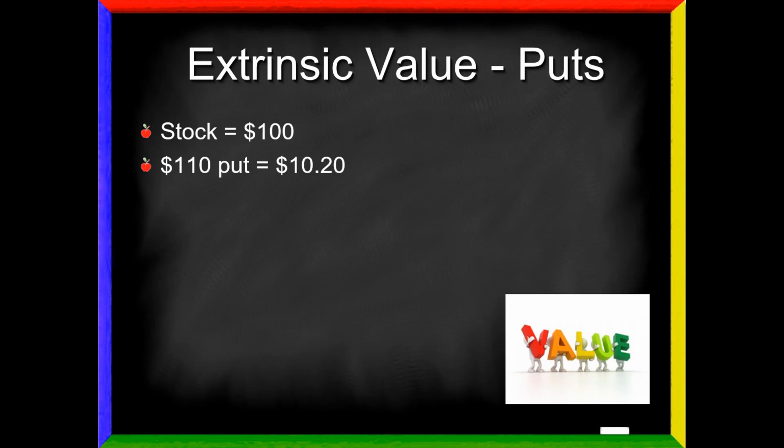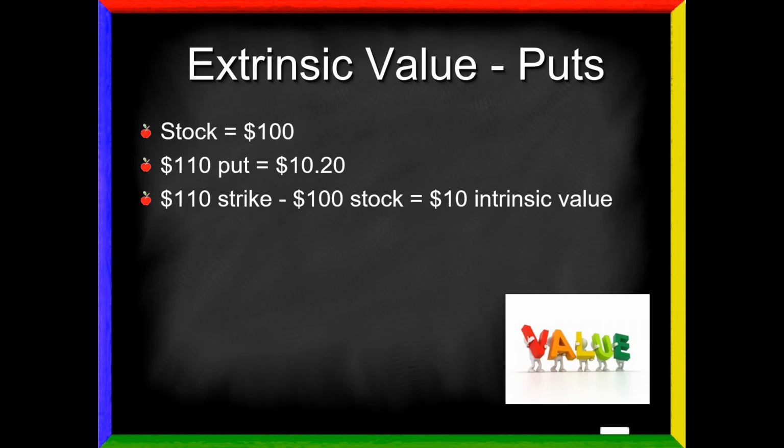So if I know the stock is 100 and I'm looking at the 110 put, I know for a fact it has to be worth at least $10. So for put options, to find the intrinsic, we take in this case the 110 strike, we subtract off the $100 stock, and we find that there is $10 of intrinsic value. But because the option is trading for $10.20, there's an additional 20 cents in that option's price. And therefore, 20 cents must be extrinsic value, and that's the portion that's decayable.